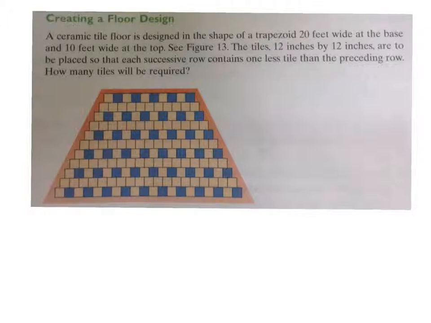They're making a ceramic floor in the shape of a trapezoid, 20 feet wide at the base and 10 feet wide at the top. The tiles are 12 by 12, and they're placed so that each successive row contains one less tile than the preceding row. So there's 10 at the top and 20 at the bottom. The question is, how many tiles will you need?